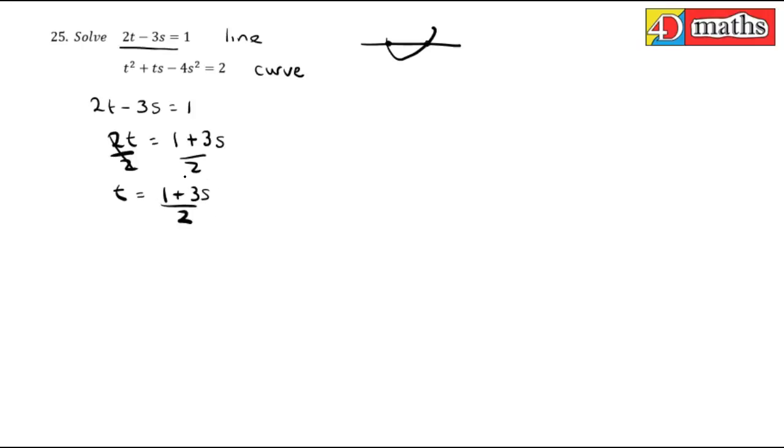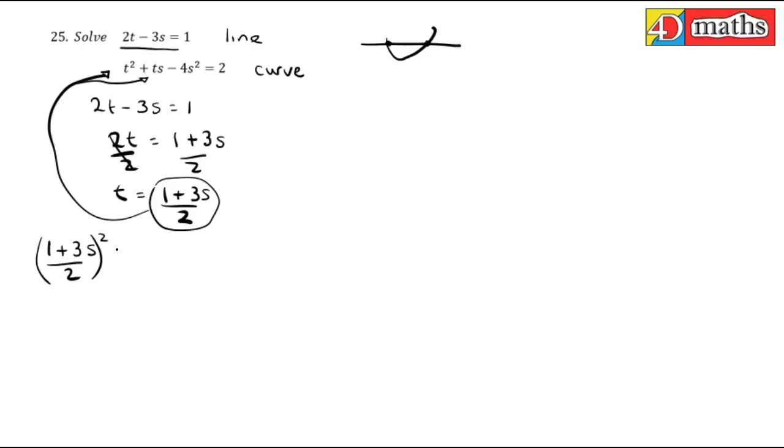So what do I do with this? Well, I replace it in the second equation where t is. Now t happens to be in 2 places, so I replace it in the 2 separate places. So it's going to be 1 plus 3s over 2 squared plus s times t. I'm going to put s first, it might make things a little bit easier. 1 plus 3s over 2, okay, minus 4s squared equals 2.